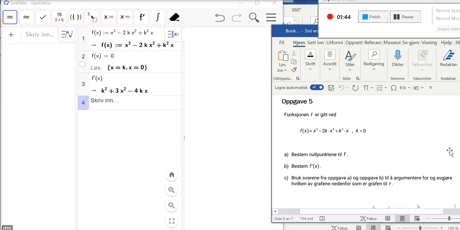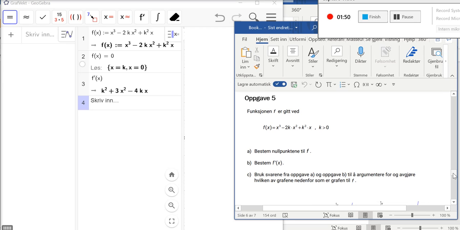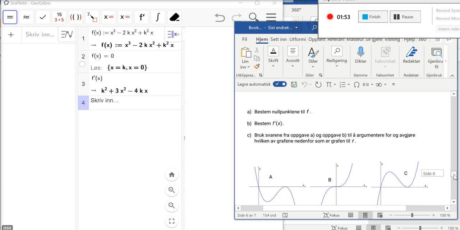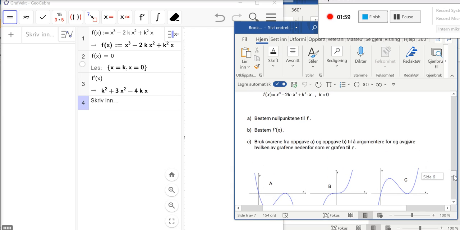And then it says use the answer on A and B to determine which of these three graphs is the graph of f, right? And now we have to look at this k here. k is bigger than 0. So we get 2 0 points, x equals 0, and we see all of these graphs have 0 point x equals 0. But it also has another 0 point, x equals k, where k is bigger than 0.